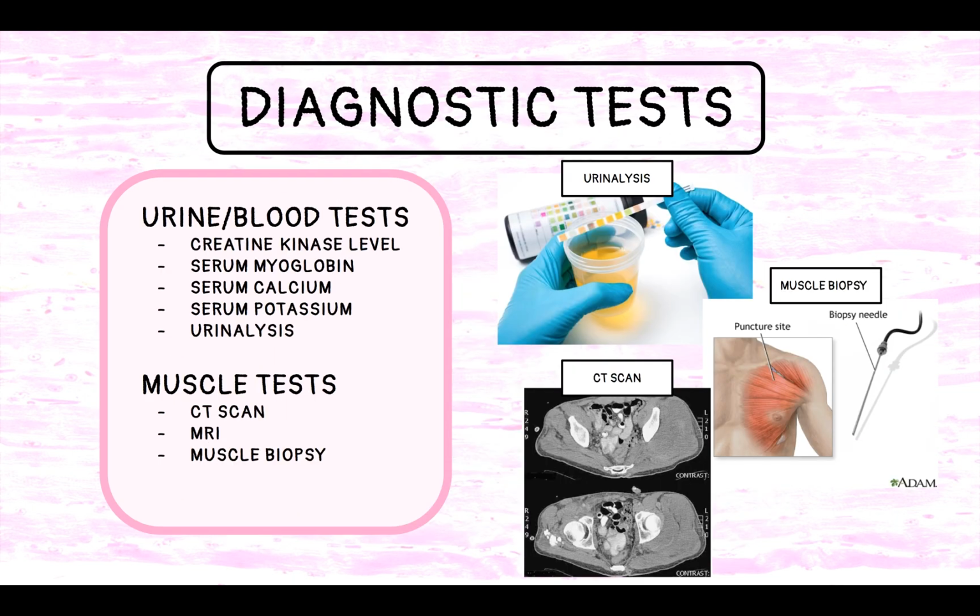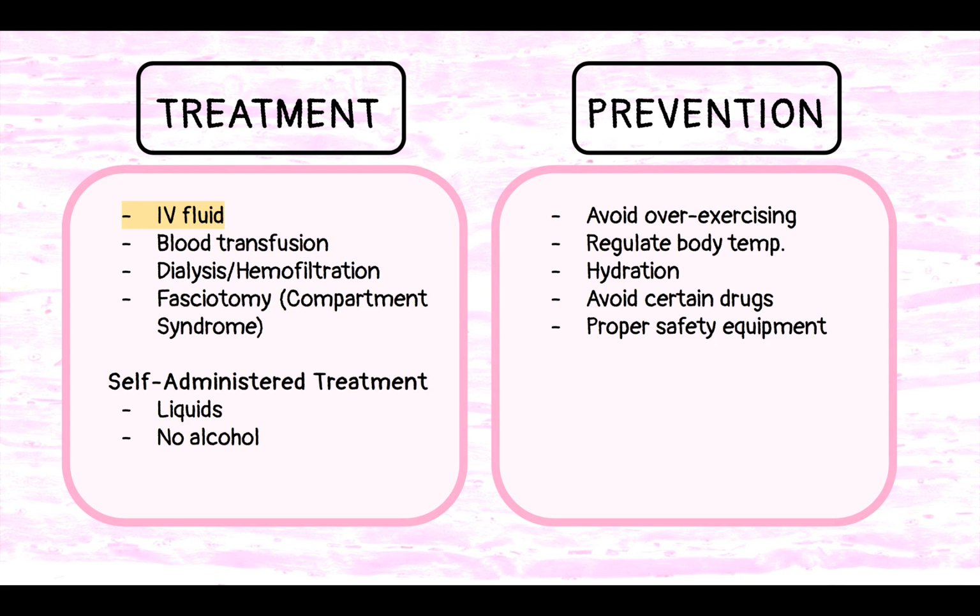Tests for rhabdomyolysis are administered via blood sample or urine sample. These include tests such as measuring the creatine kinase levels through both blood and urine, testing myoglobin level in the blood, and performing a urinalysis test. If a physician wants to pinpoint the cause of the rhabdomyolysis, they can order a CT scan or an MRI scan, or perform a muscle biopsy.